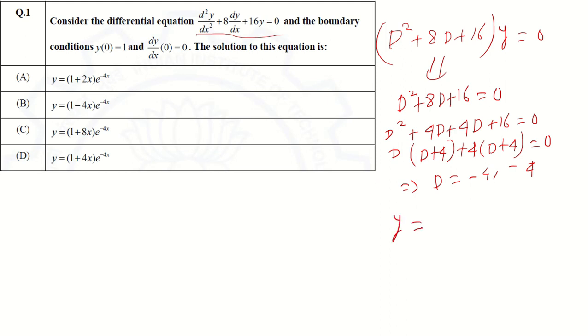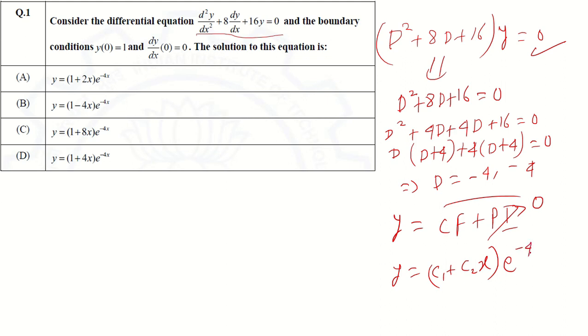Now the solution is y is equal to CF plus PI, complementary function plus particular integral, right? So on the right hand side there is nothing, only 0. So it will be 0 for PI. According to this, we can find our solution is y is equal to (c1 plus c2 x) into e to the power minus 4x. So actually D is the same, right? Alpha and beta are the same, minus 4. So there are the constant solutions. Okay, so we have y is equal to (c1 plus c2 x) into e to the power minus 4x.